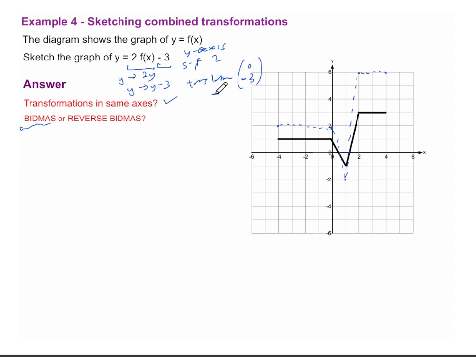Then what we're doing is we are moving it down 3 units. So we are going to move this 3 units down, 3 units down, and then this also moves 3 units down, and everything is basically moving 3 units down.